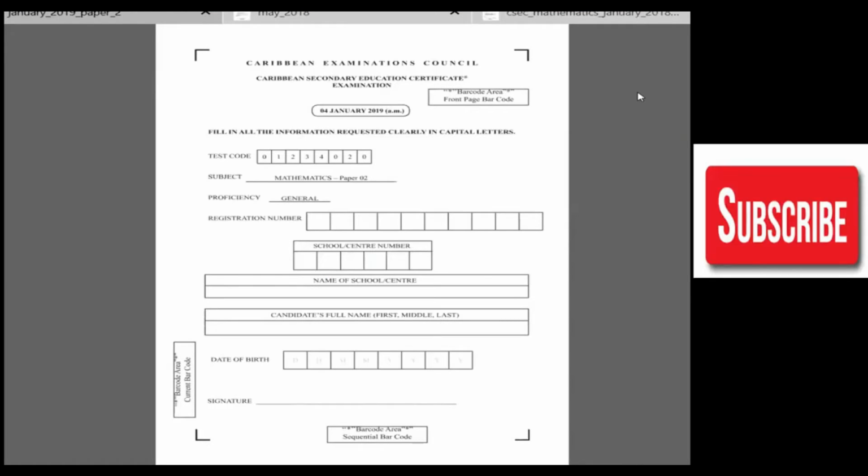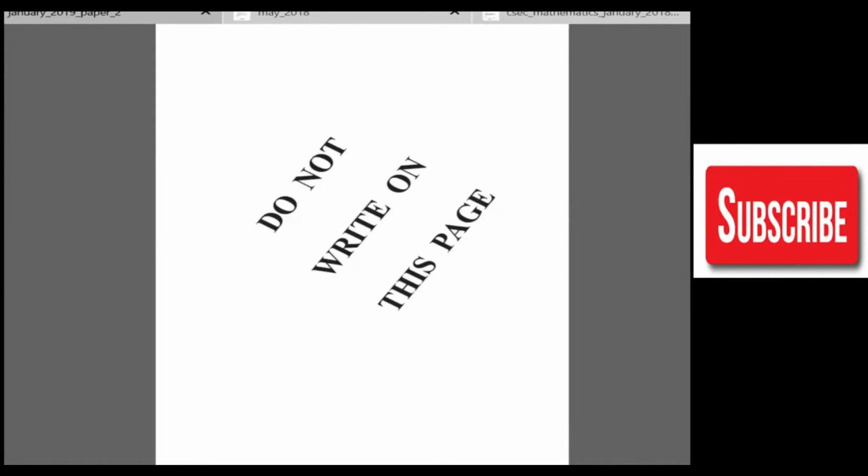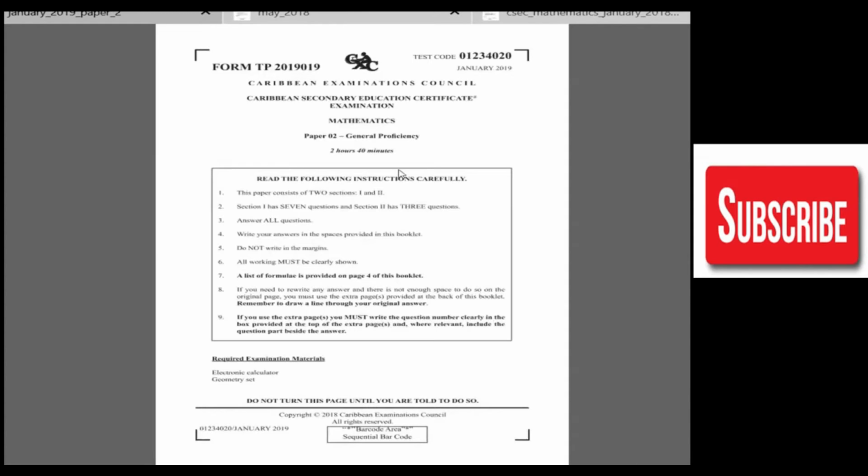Today we're going to be looking at the January CSEC mathematics paper for 2019. We have 2 hours and 40 minutes, and you fill out these pages. There are 7 questions in section 1, 3 questions in section 2, and you do everything.